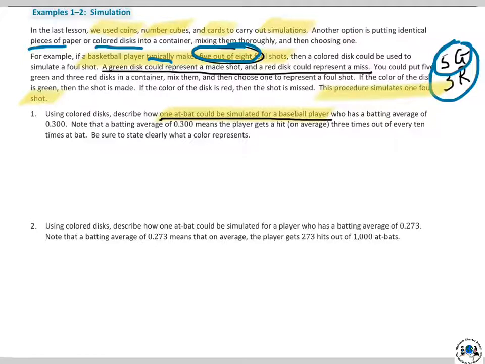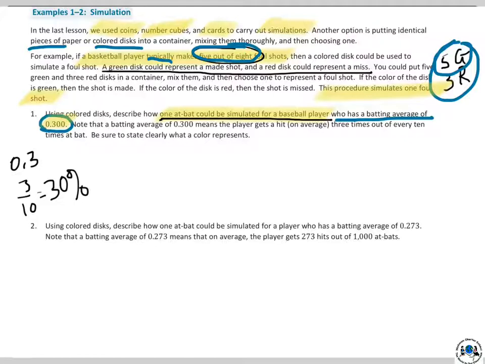Now, describe how one at-bat could be simulated for a baseball player who has a batting average of, say, 300. Now, it's really interesting in baseball, and I don't know why they did this, but they made it a little bit difficult to understand why they would say 300. But anyway, if you notice this 300, all you need to look at is actually 0.3, which we know to be 30%. That's 3/10, which also equals 30%.